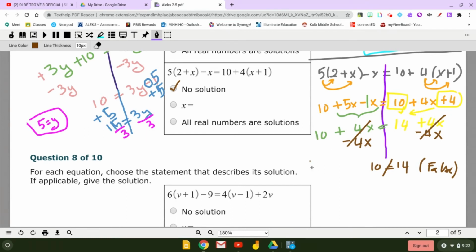What happens if you end up with 10 equals 10? If this is a true statement, a number equal to itself, then you will have all real numbers as solutions. That's it.